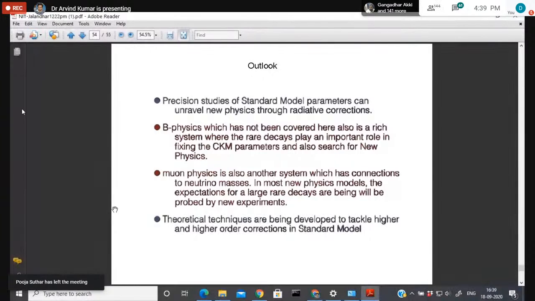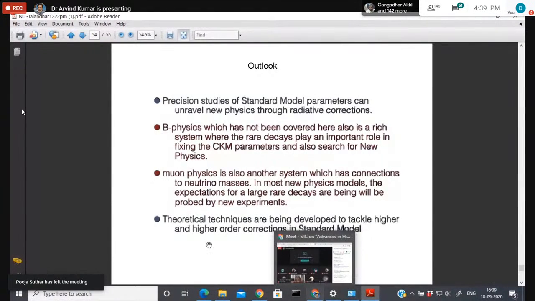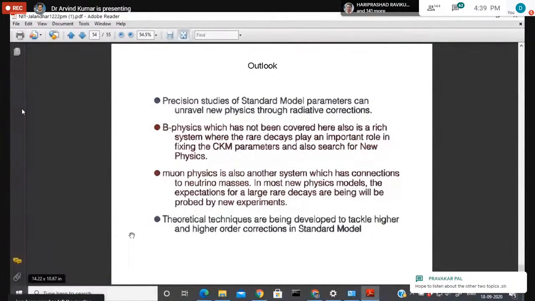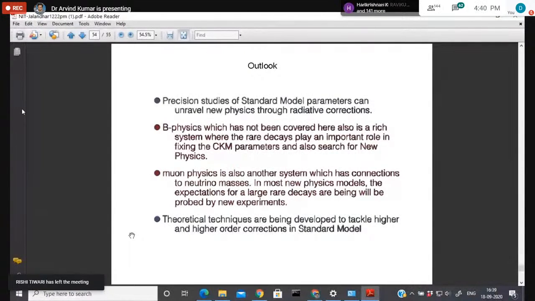Okay, sir, there was a question in the chat box by Shibha Shankar. Gluon is massless, but strong force is short range. How? Yeah, that's a very good question.